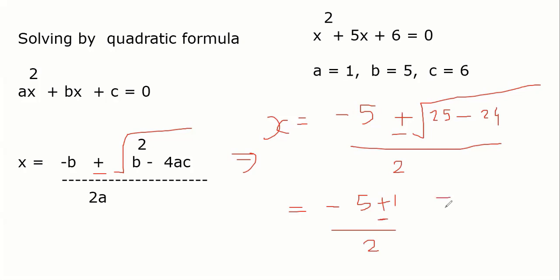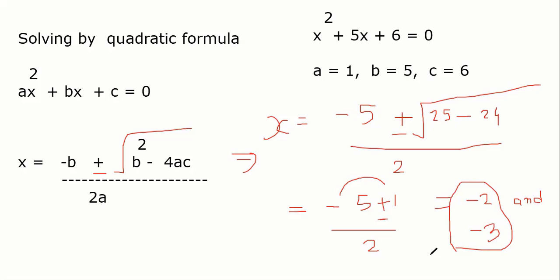Now, if you take only plus, what is minus 5 plus 1? Minus 4. Minus 4 by 2, so minus 2. And if you take minus 1, minus 5 minus 1 is minus 6. Minus 6 by 2 is minus 3. So your answer is minus 2 and minus 3.